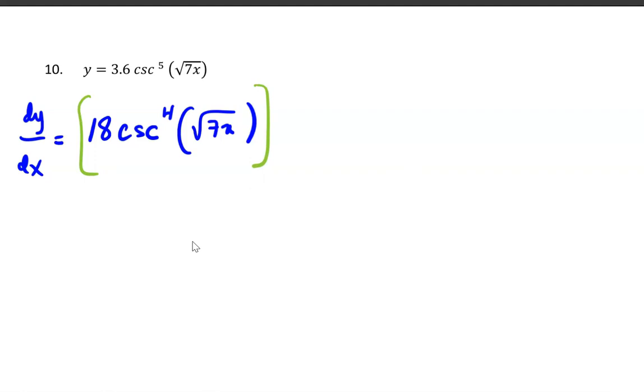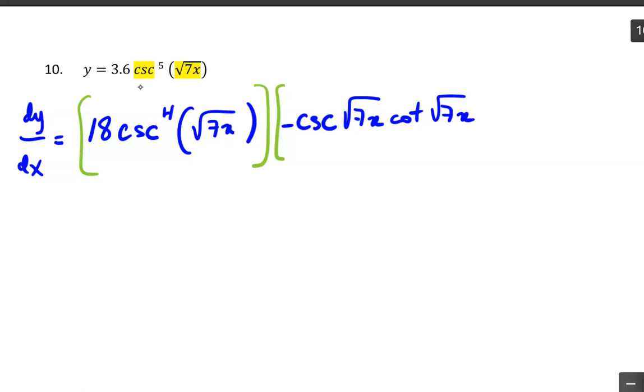And the next one is, what is derivative of the cosecant itself? So forget about 3.6 here, forget about the 5 here, just take a look at what is derivative of cosecant. So I would write cosecant, and then the exact argument again. Okay, so it will be negative cosecant of square root of 7x multiplied by cotangent of square root of 7x.